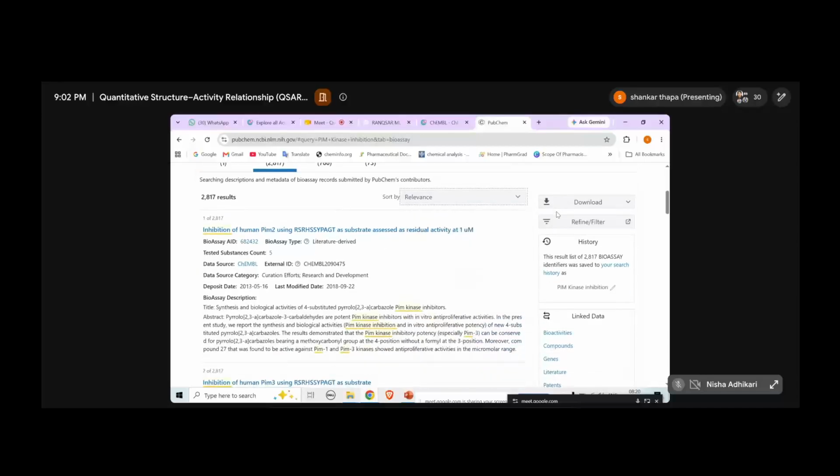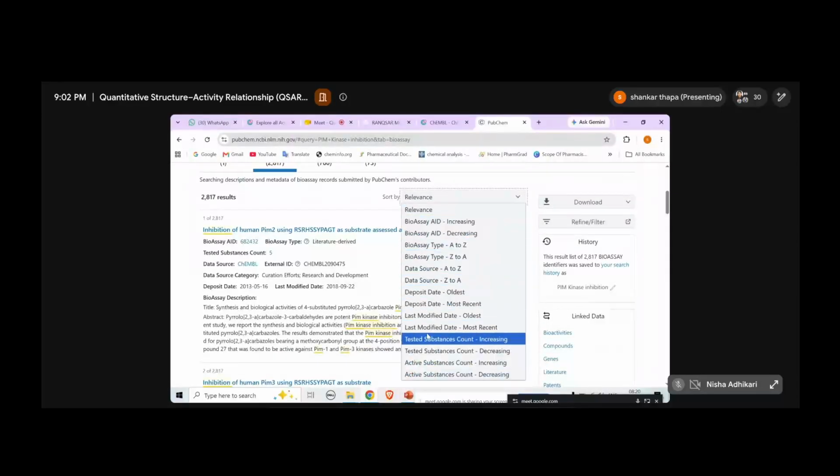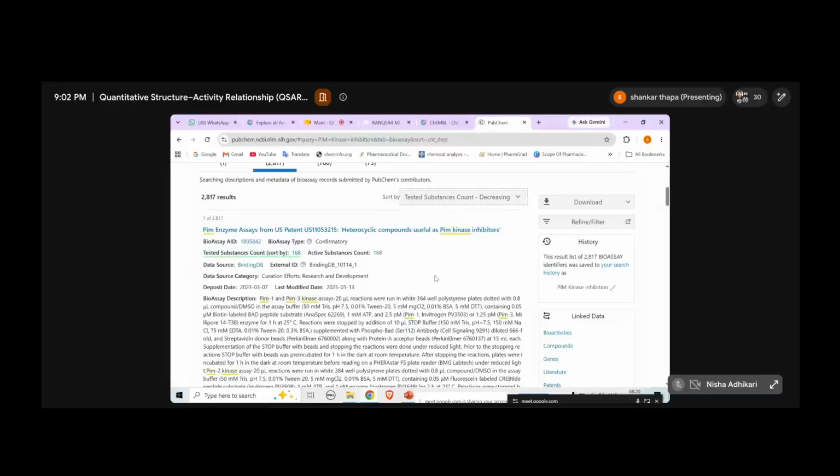Okay, so let's say the tested substance count. So we need tested substance count decreasing, let's say higher to lower, so that you can get this one. So if you click here, how many compounds are there? They tested 168 compounds. Out of 168, all the compounds are active. Okay, so let's click here.